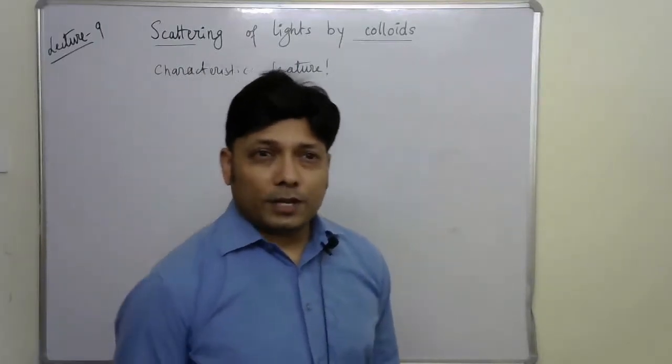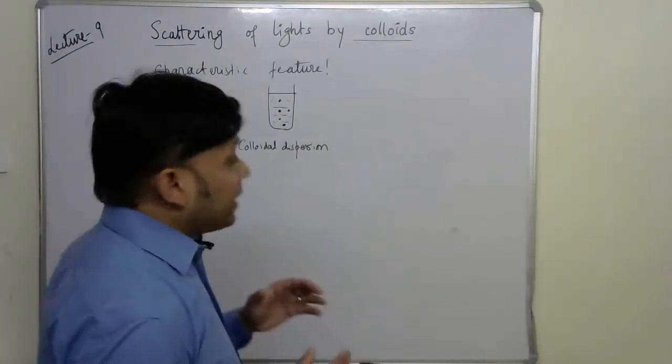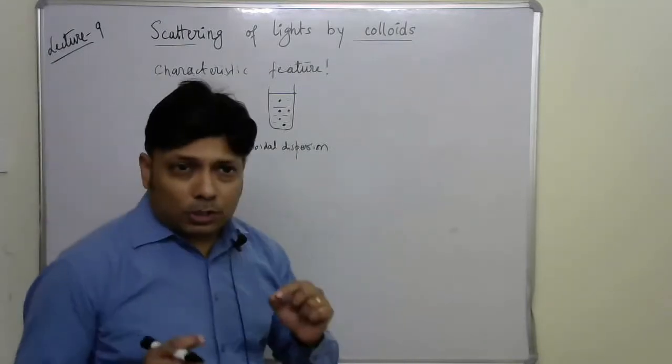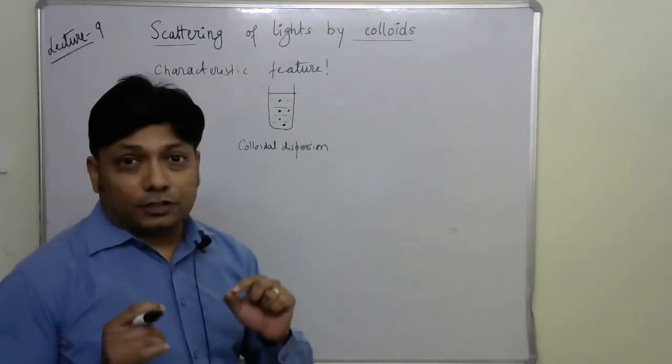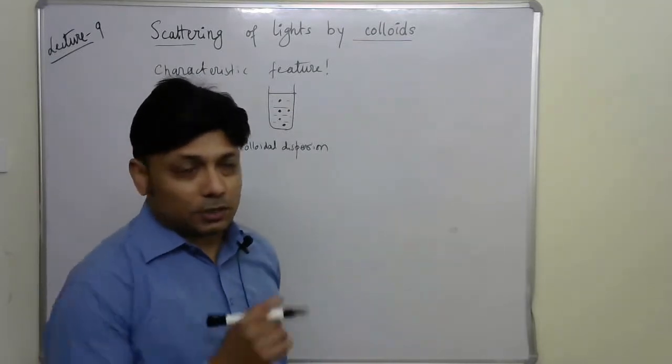Hello and welcome to lecture number 9. So we will talk about scattering of light by colloids. This is one of the most important and striking characteristic features of colloidal suspension.